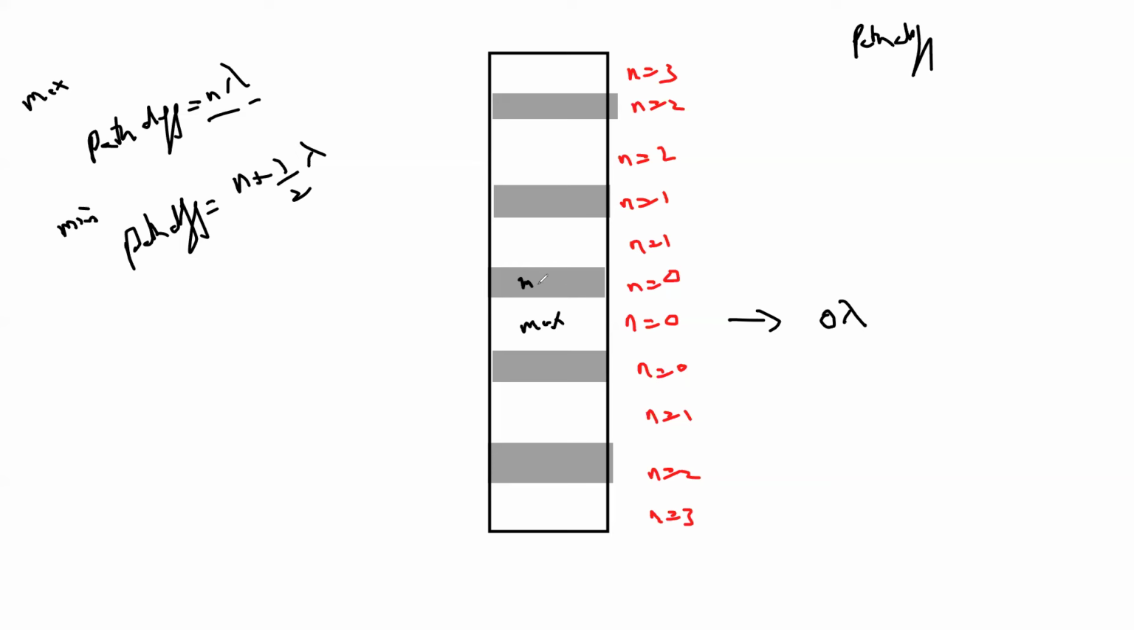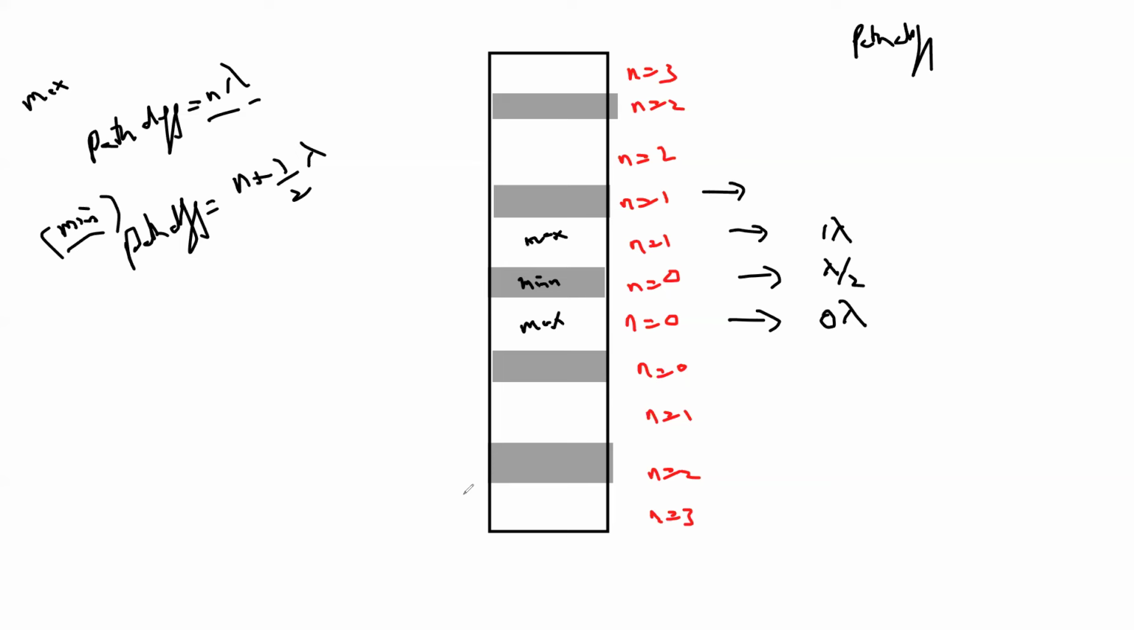Then we have the first minima. So we call that also n is equal to zero. So zero plus half, we use this formula because it's a minima. So 0 plus half means it will become lambda by 2. Then we substitute n is equal to 1. This is a maxima. So this is equal to 1 lambda.